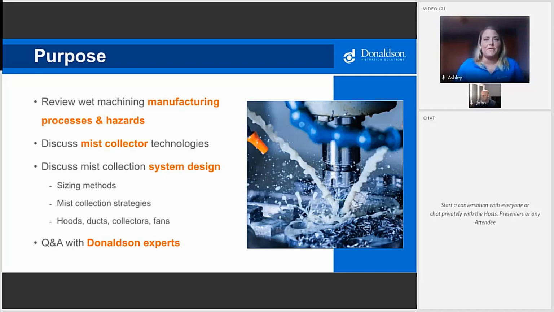Thank you, Amy. Thank you for everyone that's joined today. We're going to be starting off by reviewing wet machining processes and hazards. And then next we will talk about some common types of mist collectors. And then we'll get into mist collection system design, including sizing methods, mist collection strategies, and the four primary system components of hoods, ducts, collectors, and fans. And then we will finish up with a Q&A session. Please submit all your questions as you think of them in the chat box. Our experts, John and Brian, will address them towards the end of the session.